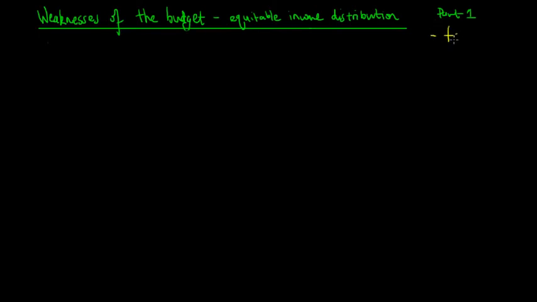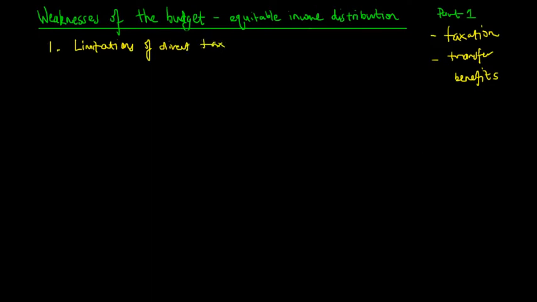So in this first part we'll look at how taxation has its limitations and how transfer benefits, either direct or indirect, have their limitations as well. Okay, so let's start off with the limitations of direct tax. So we know direct taxation includes 1, income tax, which is said to be progressive. 2, company tax. And they're the major sources of direct taxation as revenue for the government.